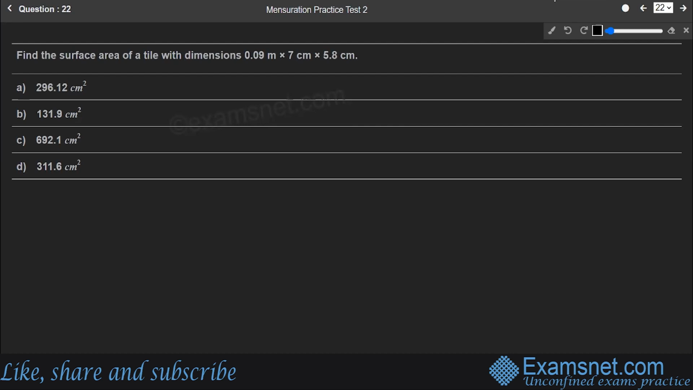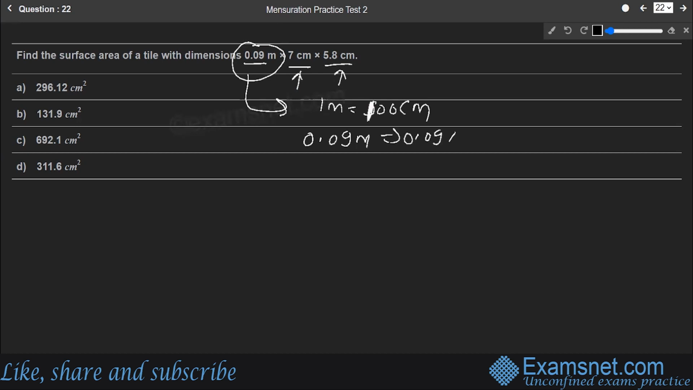The question says find the surface area of a tile with dimension 0.09 meter, 7 centimeter and 5.8 centimeter. Clearly the rest of the two dimensions are in centimeter, but the first one is in meter, so we need to convert this first into centimeter. 1 meter has got 100 centimeter, and we have 0.09 meter, so 0.09 meter will be nothing but 0.09 into 100, that is 9 centimeter. So clearly this particular dimension is 9 centimeter.